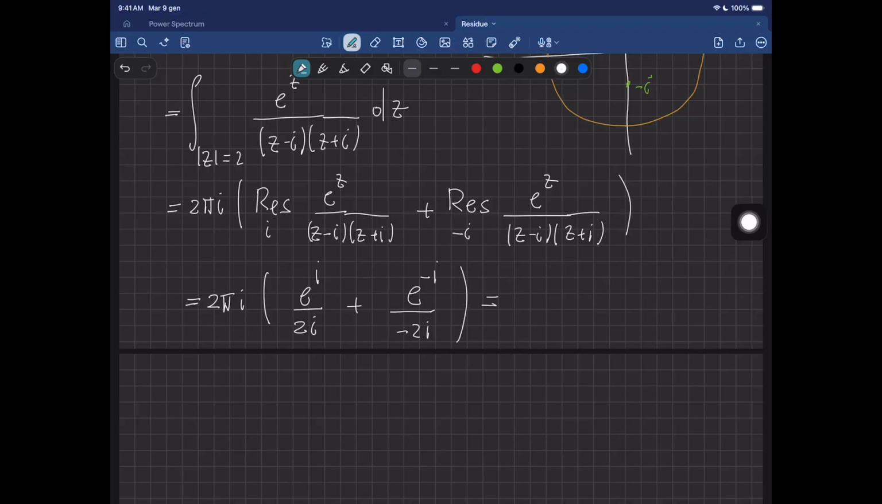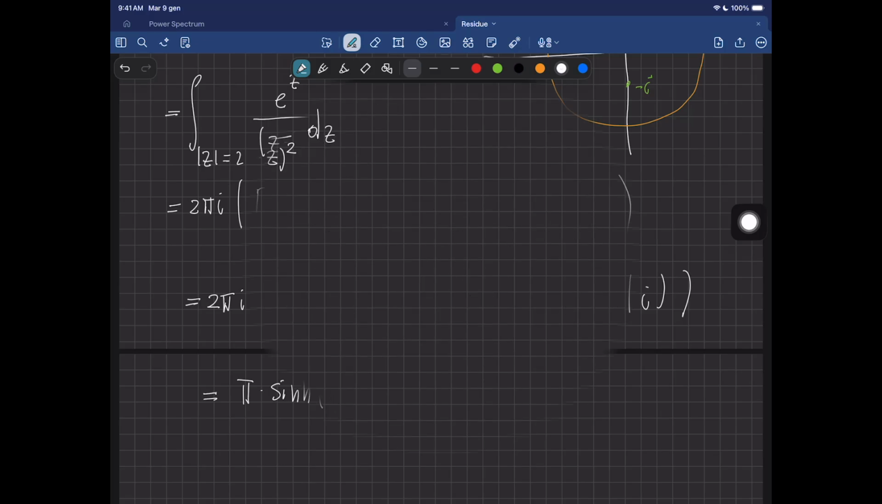And we can simplify this a little bit as 2πi times the hyperbolic sine of i, and the 2i actually simplifies. So at the end of the day, the result is π times the hyperbolic sine of i.